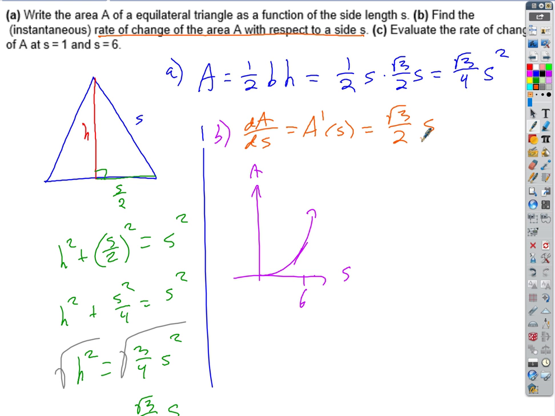There it is. There's my derivative function, right? And so for part B, what they're asking us to find is, oh, that's it, okay? Evaluate the rate of change of A at S equals 1 and S equals 6.